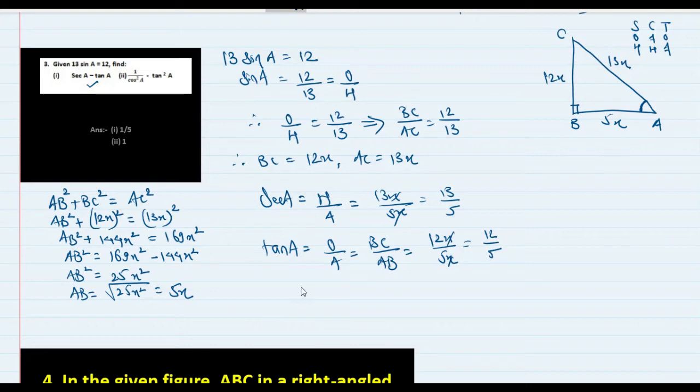So we have sec A minus tan A, which is 13 by 5 minus 12 by 5, which is 13 minus 12 by 5. 13 minus 12 is 1, and 1 by 5 is the value of sec A minus tan A. Now what we have to find after this is the first answer. Okay, 1 by 5, which we have got over here.